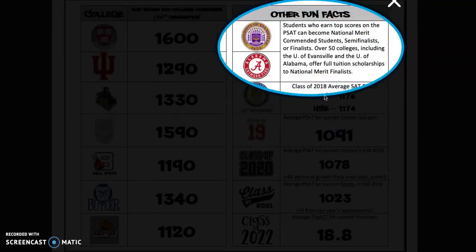You have information about the PSAT National Merit Contest, so students can become commended students, semifinalists, and finalists. There are over 50 colleges in the country that offer full tuition scholarships to National Merit finalists. University of Evansville is one. University of Alabama is the other.